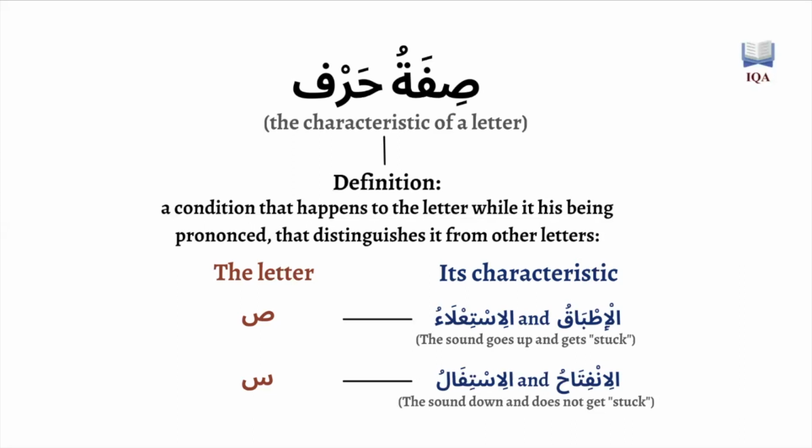The specific characteristics that the Sad has make it different than the Sin. And what are these characteristics? These characteristics are, again, the conditions that happen to the Sad or to the Sin while it's being pronounced that distinguish it from the other. For the Sad, we have al-isti'la and al-itbaq. Isti'la means that the sound of the letter goes up in your mouth. Sad, Sad. The sound is going up in my mouth. While al-itbaq means that the sound, not only does it go up in your mouth, but it gets stuck between your upper palate and your tongue.